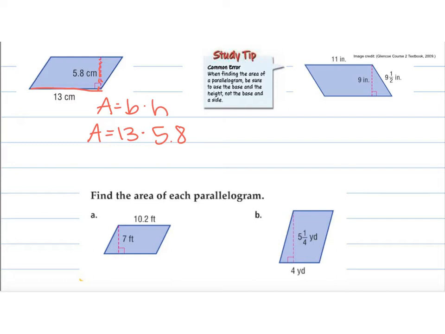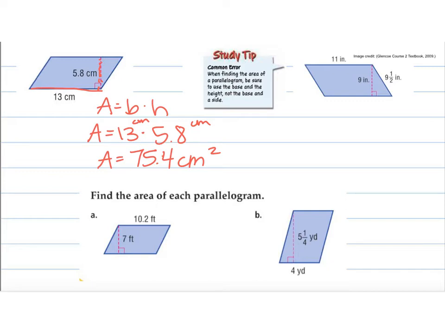Now again, you can use a calculator for this unit, so we go 13 times 5.8, and the area equals 75.4. Since we're talking about centimeters, our label for area is always centimeters squared, because this was 13 centimeters times centimeters, and whenever we have something multiplied by itself, it is squared.